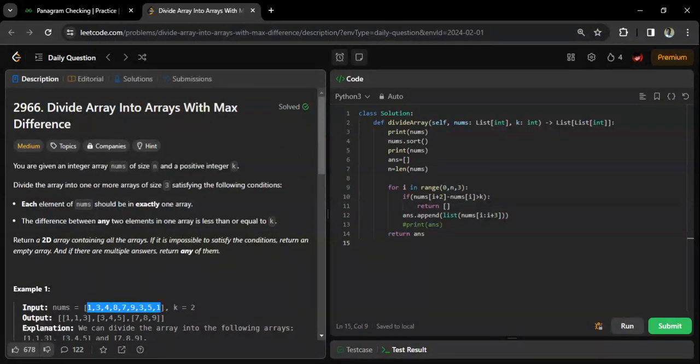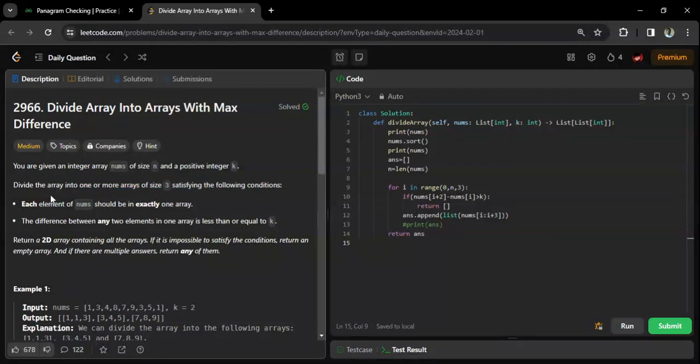So you are given an integer array called nums of size n, and a positive integer k. Divide the array into one or more arrays of size 3. See, one idea is very clear. We'll have to divide this array into subarrays of size 3. Size 3 is fixed. You cannot bargain with that. Divide the array into one or more arrays of size 3, satisfying the following conditions.